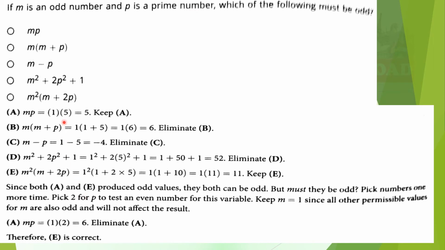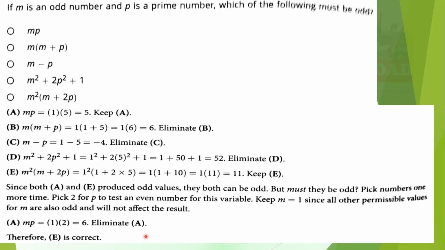So then what happens? You get 5, that is also an odd number. Then just check the remaining options also. If you substitute the same values m is equal to 1, p is equal to 5 in the second expression, you will get 6, so easily eliminate. Third expression you will get -4, eliminate. Fourth expression you will get 52, that also you can easily eliminate. For the last option you will get 11. So you get two odd integers: first one is 5, second one is 11.